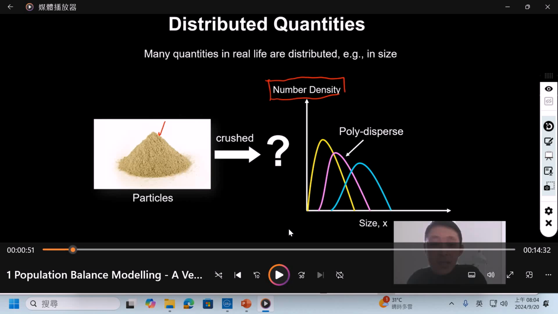This x you can think of as this h. So the number density describes, at a different h, how many particles you have. All right, you get the idea. At a different h, how many particles you have.